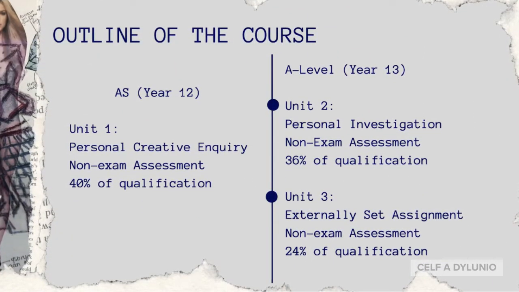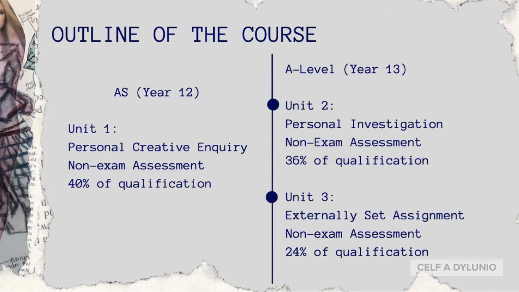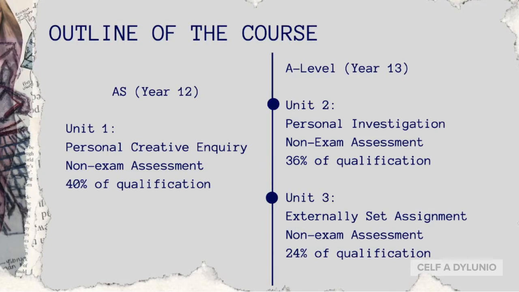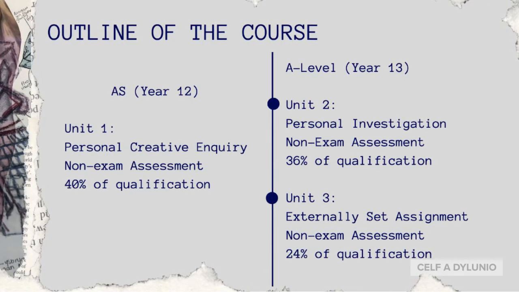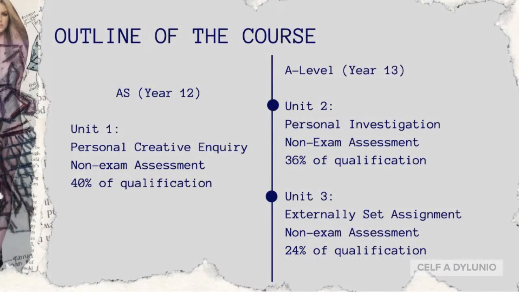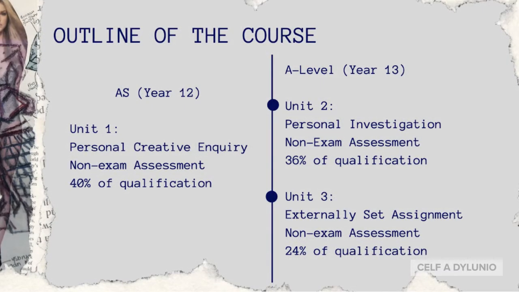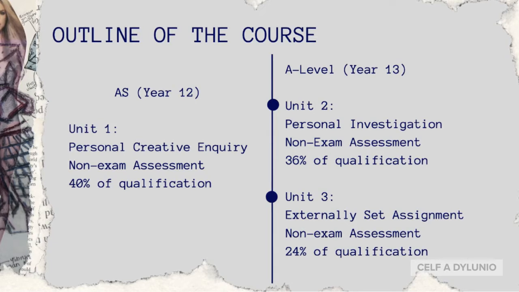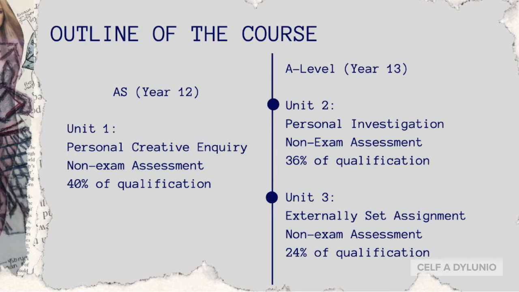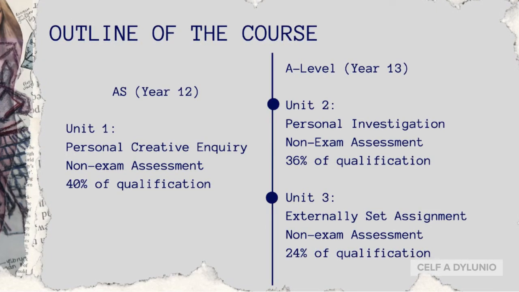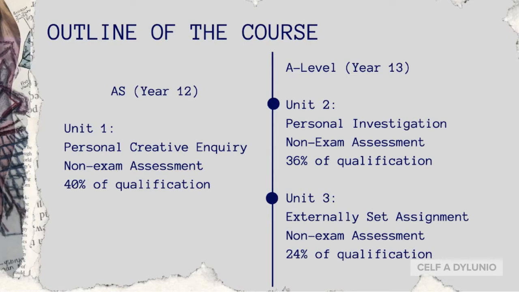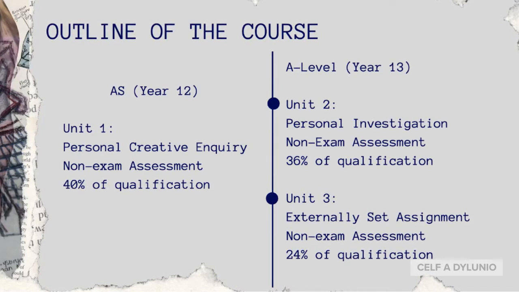As you can see, there are 3 units to study over the 2 years. In Year 12, you will complete Unit 1, a Personal Creative Inquiry, which is a non-examination assessment and 40% of the A-Level qualification. In the second year of the course, you will complete Unit 2, which is a personal investigation, and again is a non-examination assessment and counts as 36% of the qualification. Unit 3 is an externally set assignment, again non-examination, and accounts for 24% of the qualification.